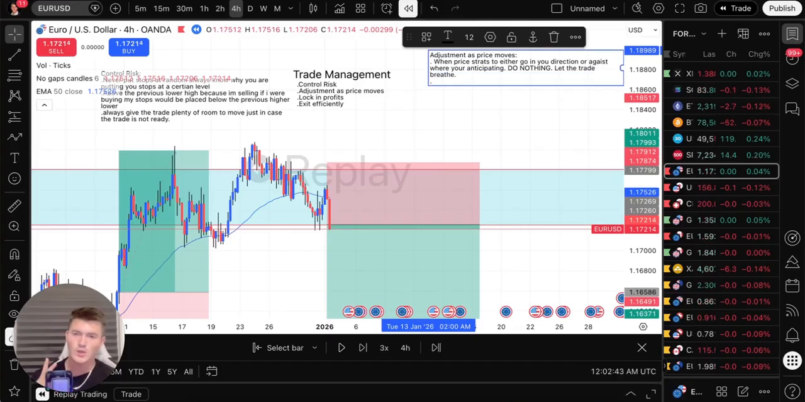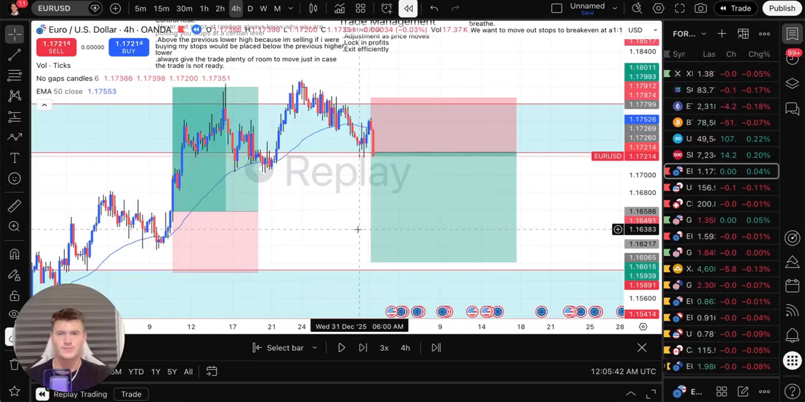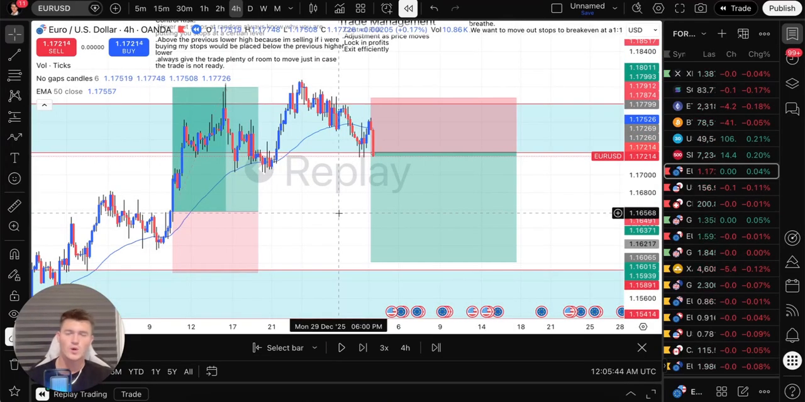The second thing, we are focused on protecting our capital. So we want to move our stops to break even at a 1-to-1 risk to reward. So how can we tell if we are at a 1-to-1 risk to reward? Let's see our trade play out here.